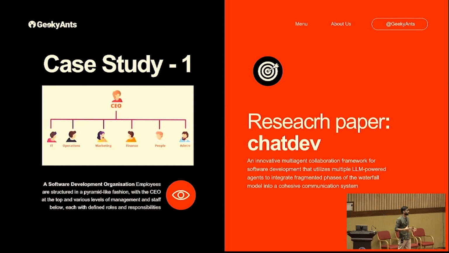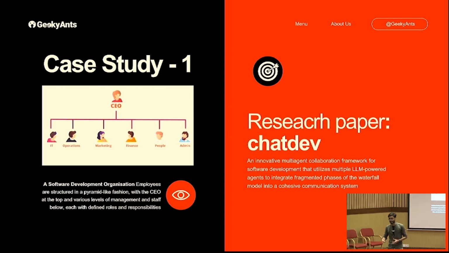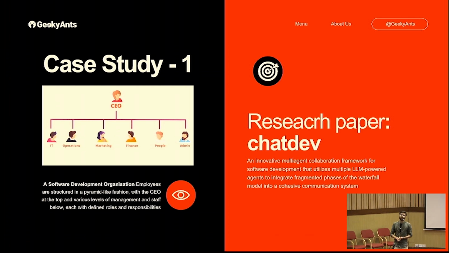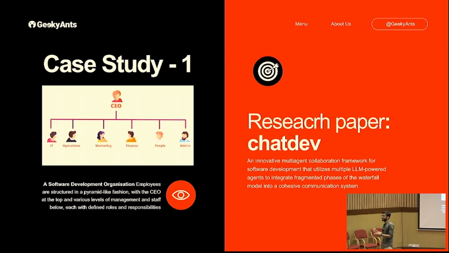So what does a typical software development firm or organization look like? There's a hierarchy. There's a CEO. Then after that, we have a lot of other domains. For example, we have the IT department, we have operations, marketing, finance, and other people associated with it. And also we have the admin department as well, right? Whenever a client comes or a requirement comes, it is first shown to the upper hierarchy. Then after that, it is passed to the next level.